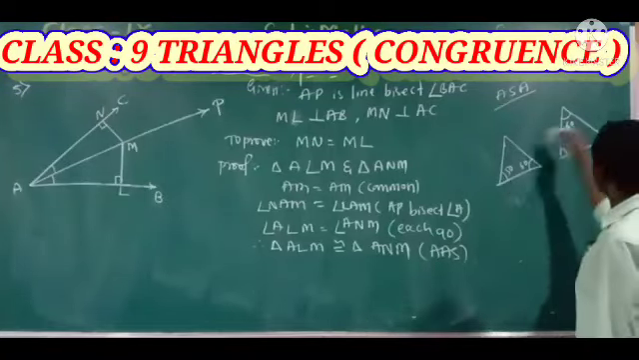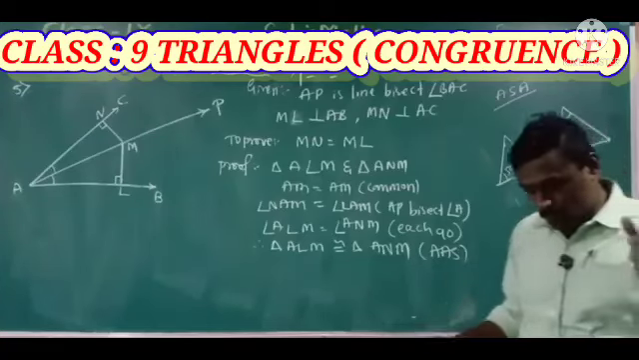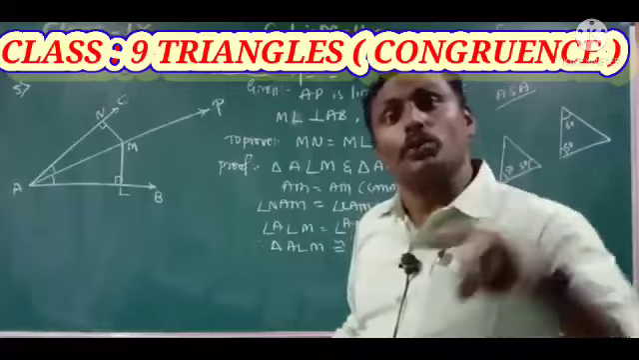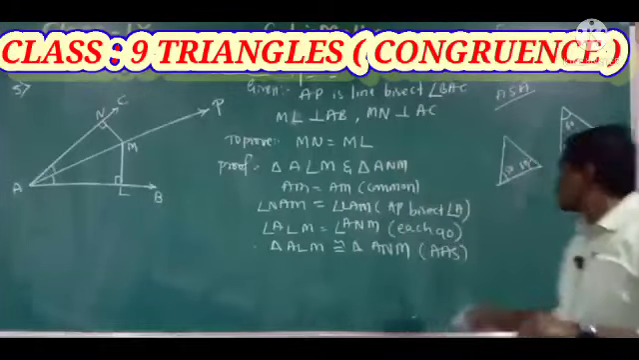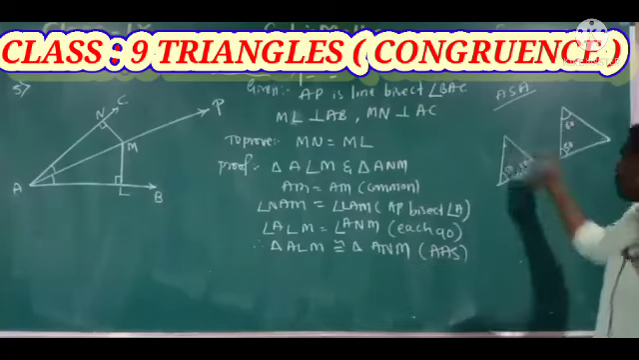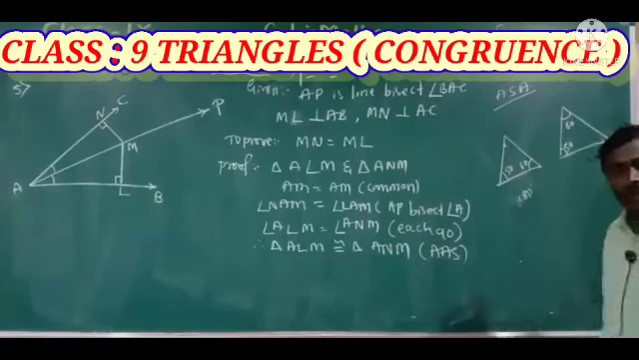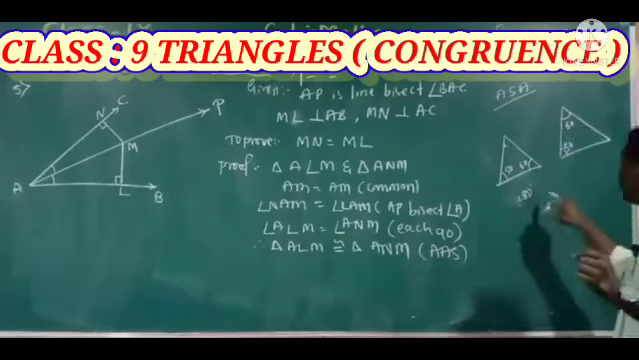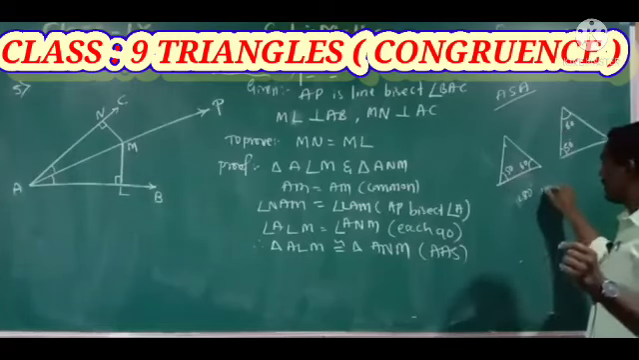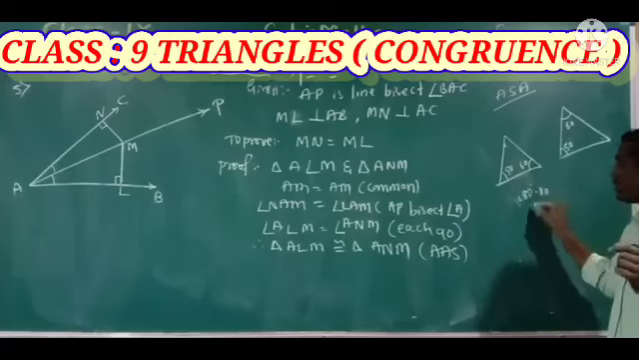Yes, these two angles are also equal, because once two angles are equal in two triangles, the third angle is also equal by using the angle sum property, because the total interior angle of any triangle is always equal to 180 degrees. Just add these two angles. 50 plus 60 is 110. 180 minus 110 is 70 degrees.